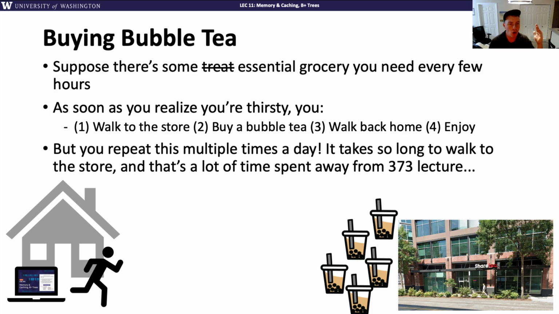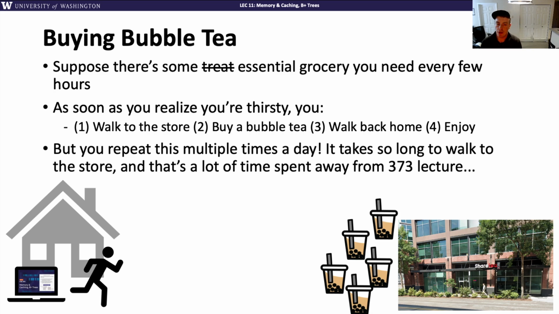So in this diagram, our essential grocery is bubble tea. So maybe you have to go to your favorite bubble tea place on the app, or off the app, whenever you get thirsty. And so whenever you have the craving for some bubble tea, you walk to the store, you buy some bubble tea, you walk back home, and you enjoy.